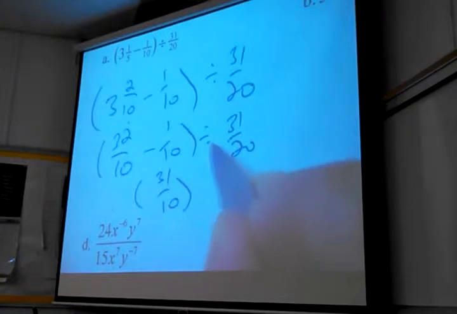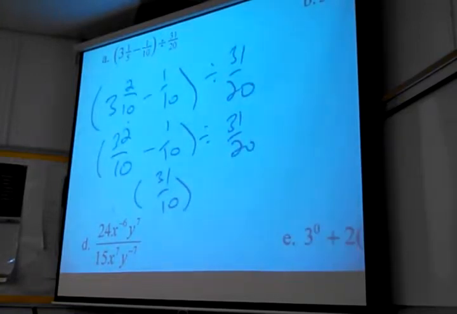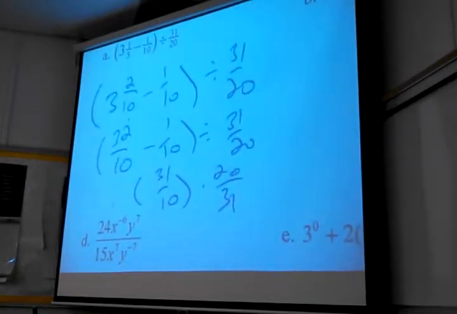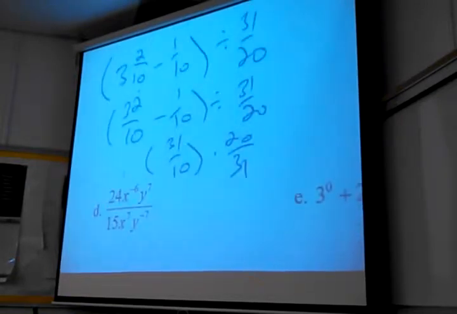31 over 10. And when I want to divide fractions, what do I do? You switch them with this one? Yeah, multiply by the reciprocal. I like it. And do you guys know why we do that? Yeah. Alright, cool. No, why?